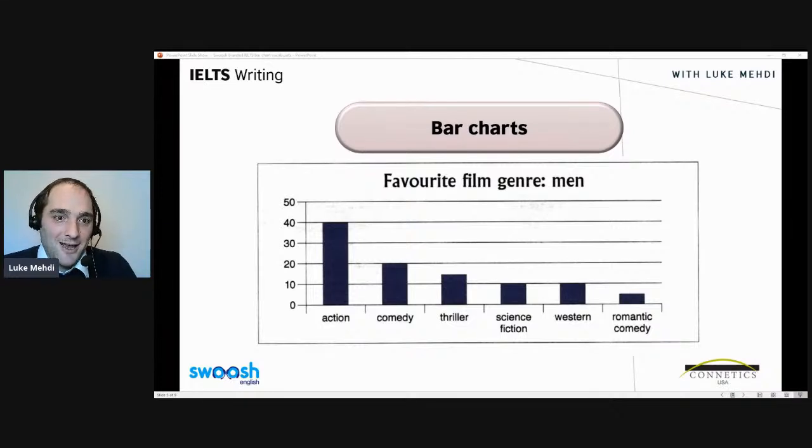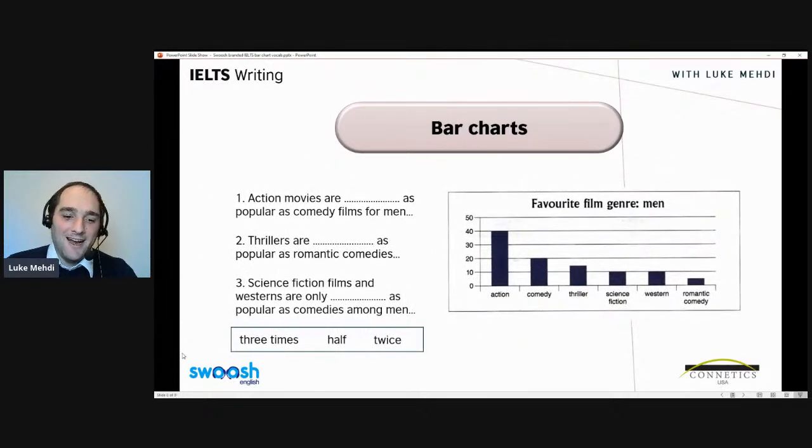So let's have a quick look at a couple of ways that we might do that. So we've got a really simple task for you today. This is going to be an easy one, but just take a minute to read through these three sentences. As you can see at the bottom, there are two words and a phrase that could be used to do some of this comparison. So just take a minute. 1, 2, and 3. What do you think for each? Really easy task today, guys. So I'll just give you a minute while you think about that.